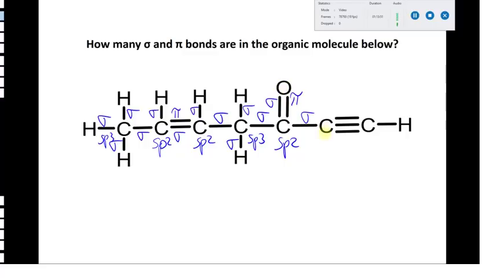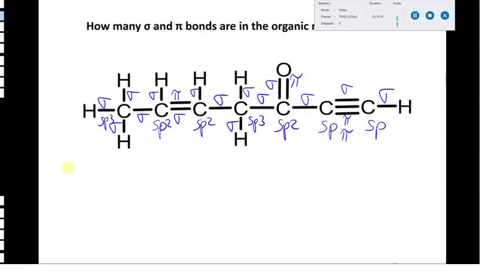And then finally, these last 2 here are sp hybridized. So we have 2 hybrid orbitals, which means we can make a total of 2 sigma bonds. We have 1 sigma bond here, and then we have a triple bond that's going to be sigma and 2 pi's. And then we have this last sigma bond here. Any single bond, any bond involving hydrogen, is going to be sigma.